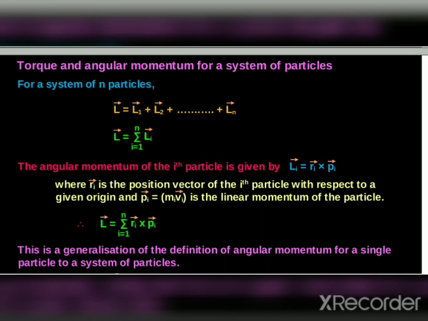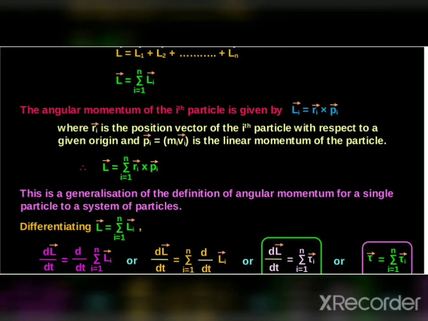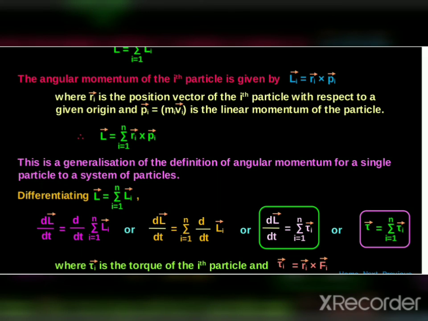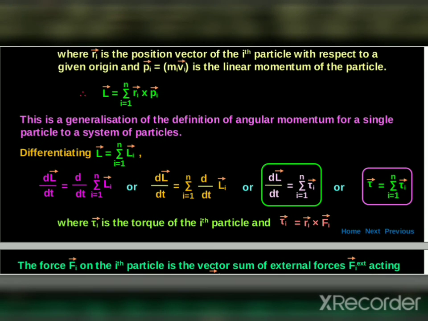Now for the torque and angular momentum of a system of particles, L is equal to L1 plus L2 and so on, that is the summation of Li, i equal to 1 to n. So angular momentum, r cross p, can be given as the summation of ri cross pi, where p is equal to the summation of pi, that is mi vi. So L is equal to the summation of Li. So dL by dt is equal to d by dt of the summation of Li, or dL by dt is the summation of d by dt Li. In other terms, dL by dt is the summation of torque i.